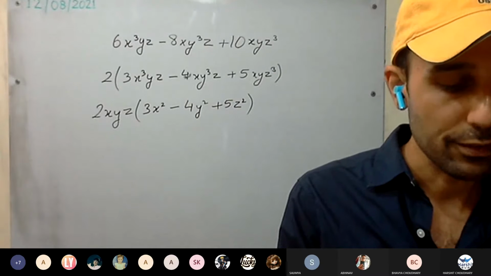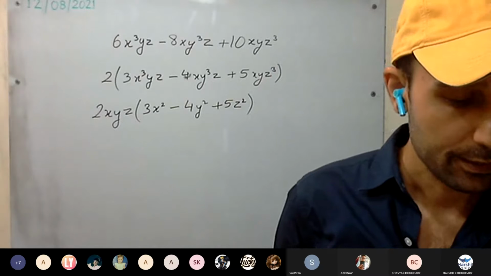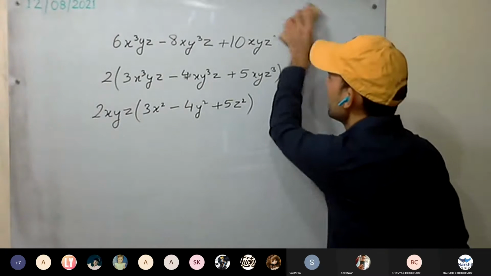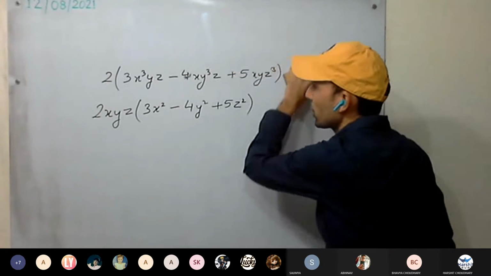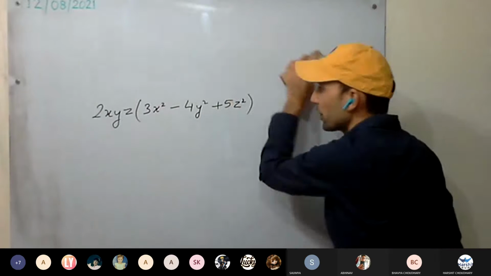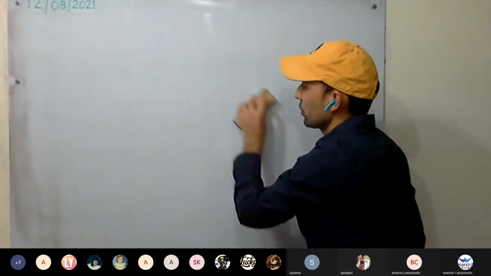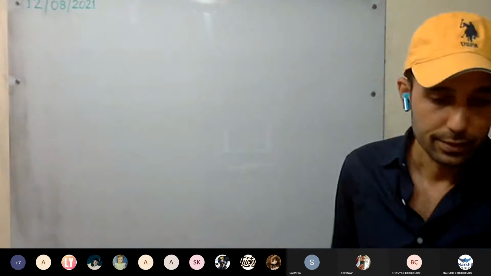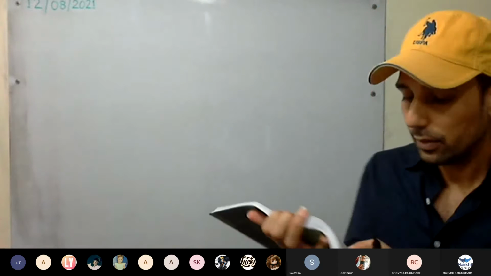Okay, try the next one, everyone. Third one, everyone try. Keep doing it in your notebook. Solve it before me, and when I do it on the board, check it once with your answer. That is the way you have to do it. Everyone solve the next one.